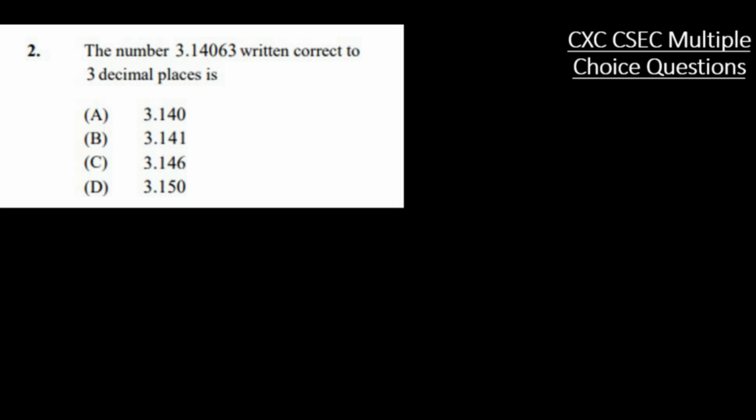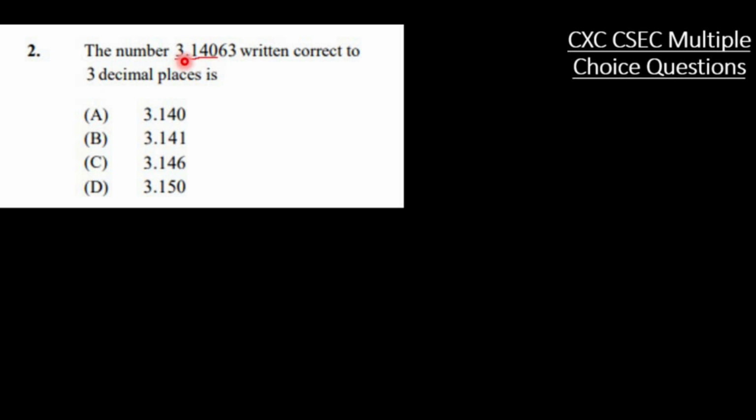The number 3.14063 written correct to 3 decimal places is. Decimal places are basically counted after the decimal point. So what we do is right from the start, we write all of the digits right up to 3 decimal places. The first digit after the decimal point is 1. That's the first decimal place. The 4, second decimal place. The 3, the 0, the third decimal place.